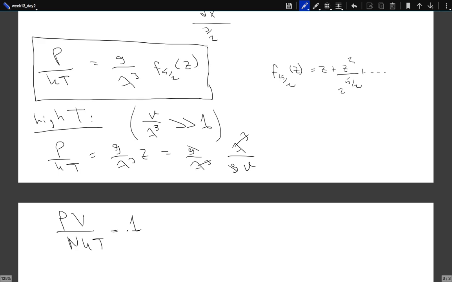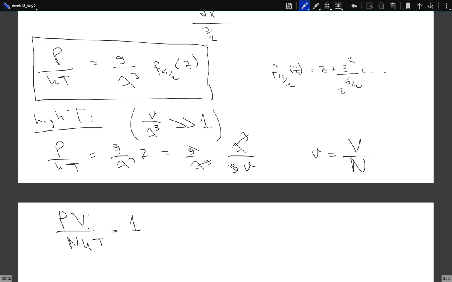Where is n? You see, v is equal to V over N. So this V over N is our small v. We just recover the classical ideal gas.